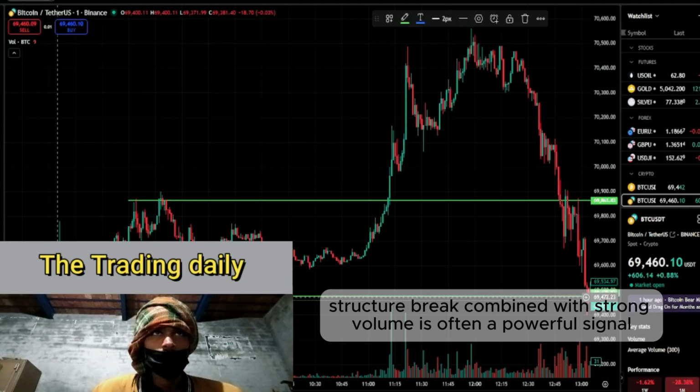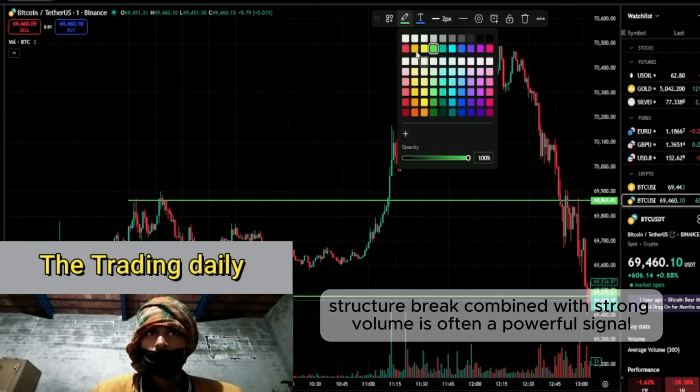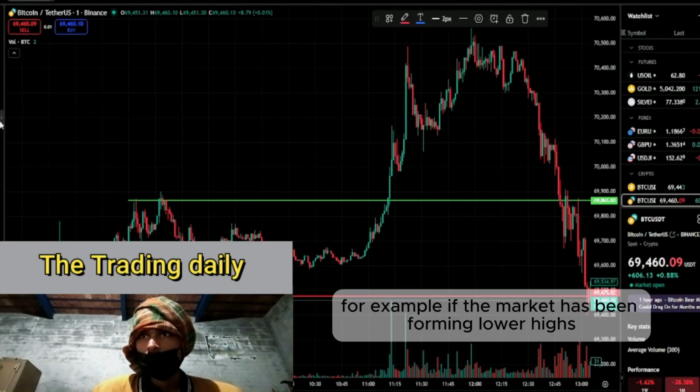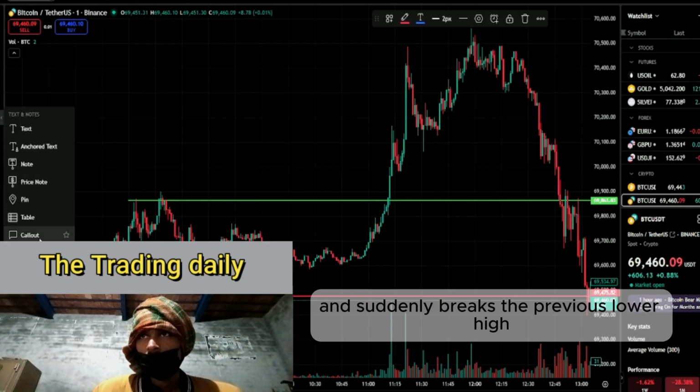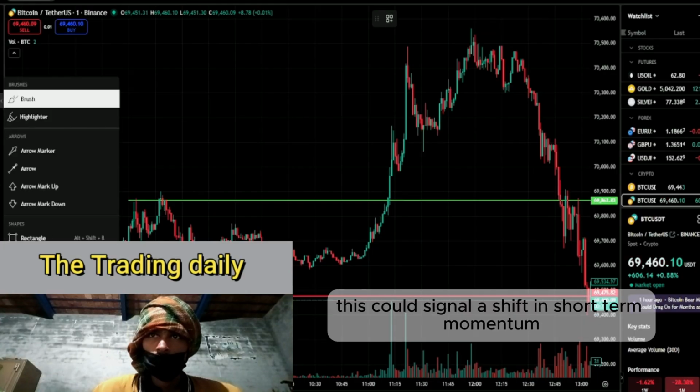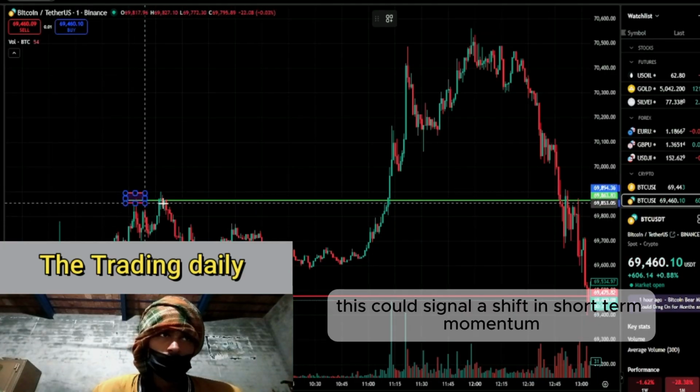Structure break combined with strong volume is often a powerful signal. For example, if the market has been forming lower highs and suddenly breaks the previous lower high with strong bullish volume, this could signal a shift in short-term momentum.